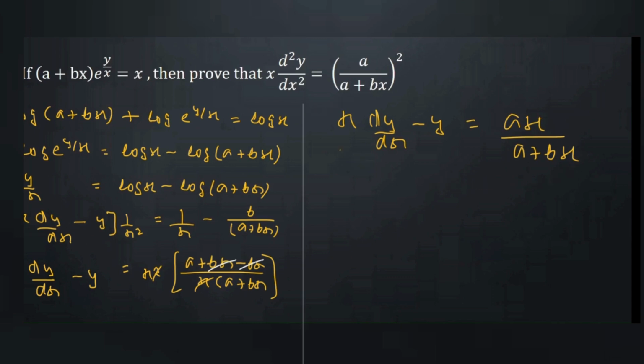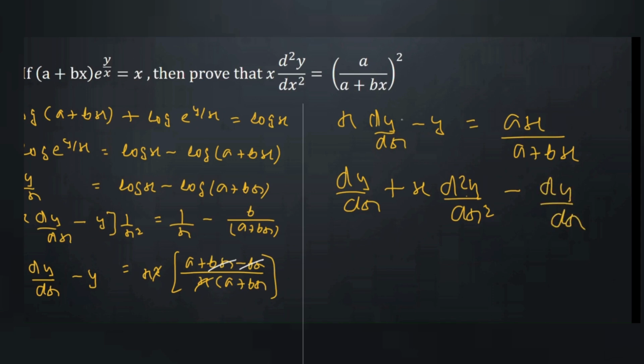Now applying differentiation on both sides with respect to x, x differentiation is 1. So this is 1 times dy over dx plus x as it is times the differentiation of dy by dx, which is d square y over dx square, minus y differentiation, which is dy over dx. In fact, this gets cancelled. So dy by dx and this get cancelled. And then on the right hand side, we have this.